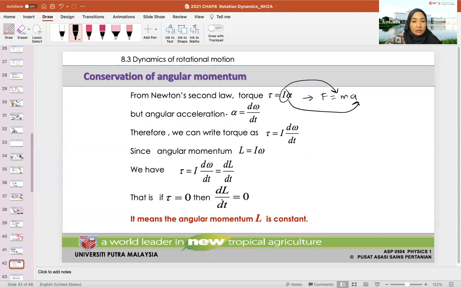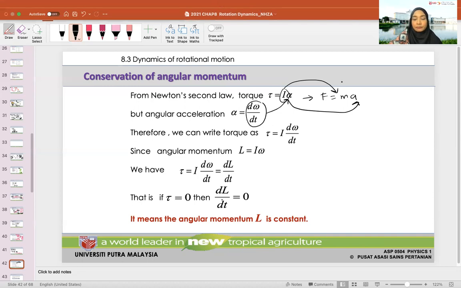But angular acceleration is given as alpha equals d omega over dt, or delta omega over dt. Therefore, we can write torque as I d omega dt. What did I do here? Alpha is the rate of change in angular velocity. You put this into your equation, and torque becomes I d omega dt.